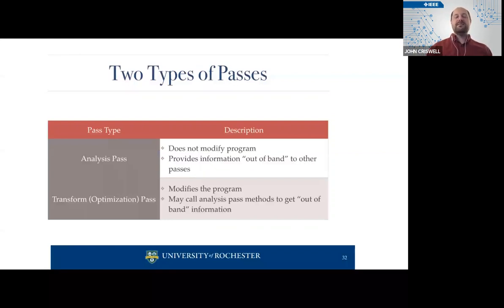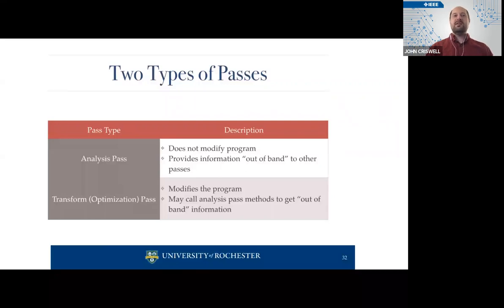The first type of pass is an analysis pass. And an analysis pass does not modify the program, right? What it does is it analyzes the program. So it performs some sort of analysis and provides information about that analysis out of band to other passes. So an analysis pass, for example, might count the number of add instructions within a function, or it might determine which pointers point to which allocated memory objects. We call that points-to analysis. So it might do that.